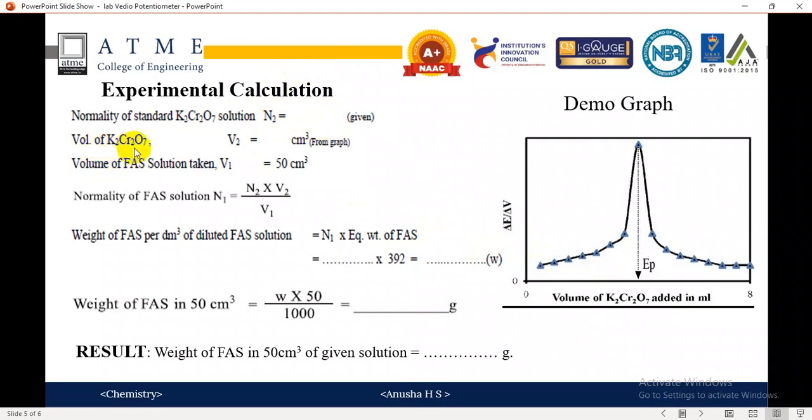After that, the volume of K2Cr2O7 is obtained from the graph. The volume of FAS solution taken is 50 cm cube. Now substitute N2 V2 divided by V1 to get the normality of the FAS solution. Substitute that normality and multiply it with the equivalent weight of FAS. We already know that the equivalent weight of FAS is 392, so multiply with 50 and divide by 1000. Then you obtain the weight of FAS in 50 cm cube of the given solution.